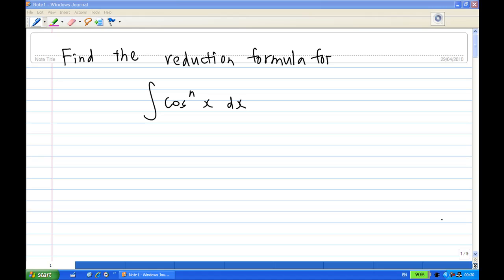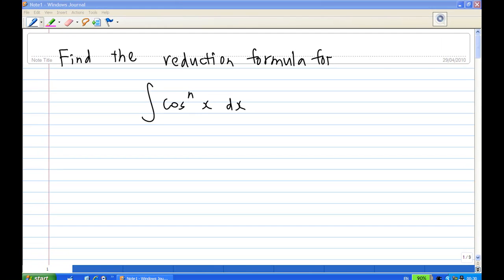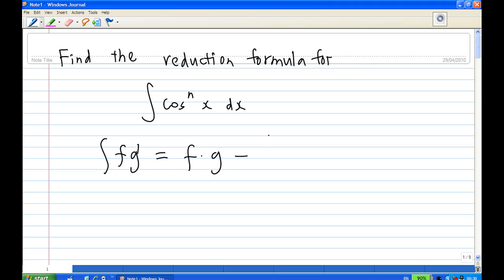Hi, for this recording, I'm going to show you how to find the reduction formula of cosine power n x dx when you integrate them. Alright, so what I'm going to do now is use integration by parts, which says that if you have f times g prime and we integrate, this is equal to f times g minus the integral of f prime times g. So in this case, I must consider cosine power n x as a product of two terms.